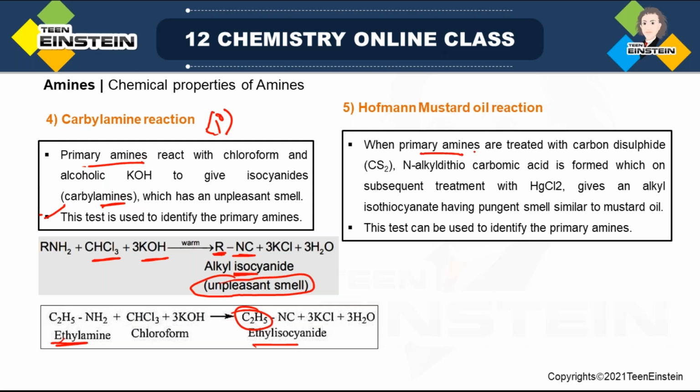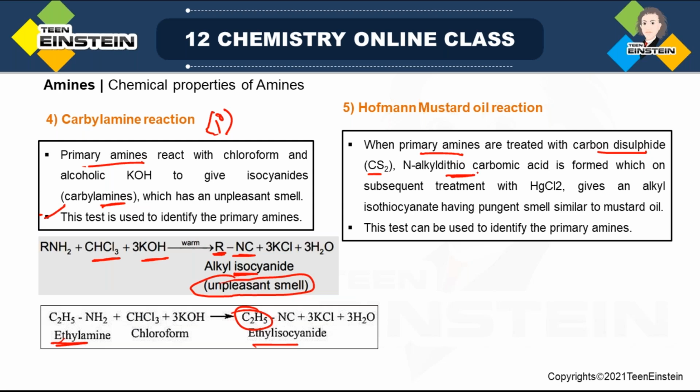So what we do, we take primary amine. Now it is treated with carbon disulfide, CS2. Remember the formula of carbon dioxide, CO2. It is just like CO2, but now instead of oxygen, you have sulfur, it is CS2.